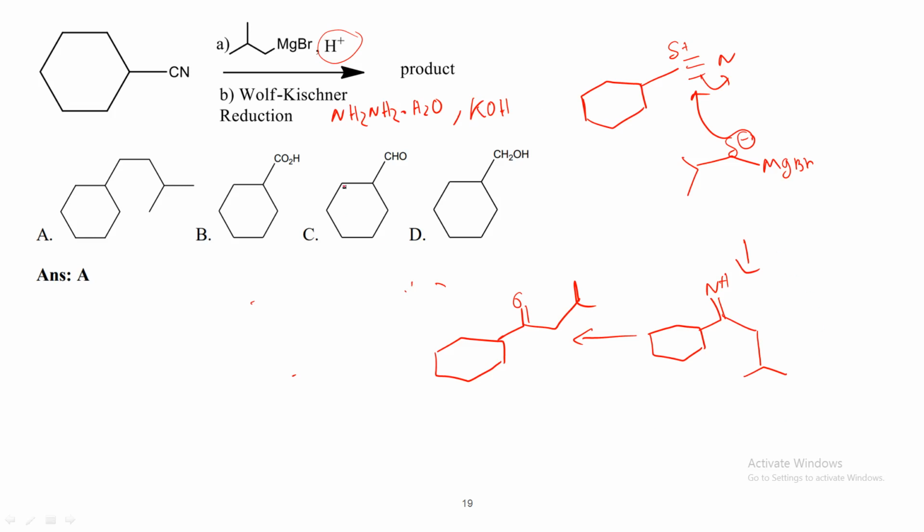Now let's see what happens if we treat this with NH2NH2 and KOH. It has an alpha effect also, so it is a very good nucleophile. This attack is possible. I am writing R and R prime, right? So R and R prime.